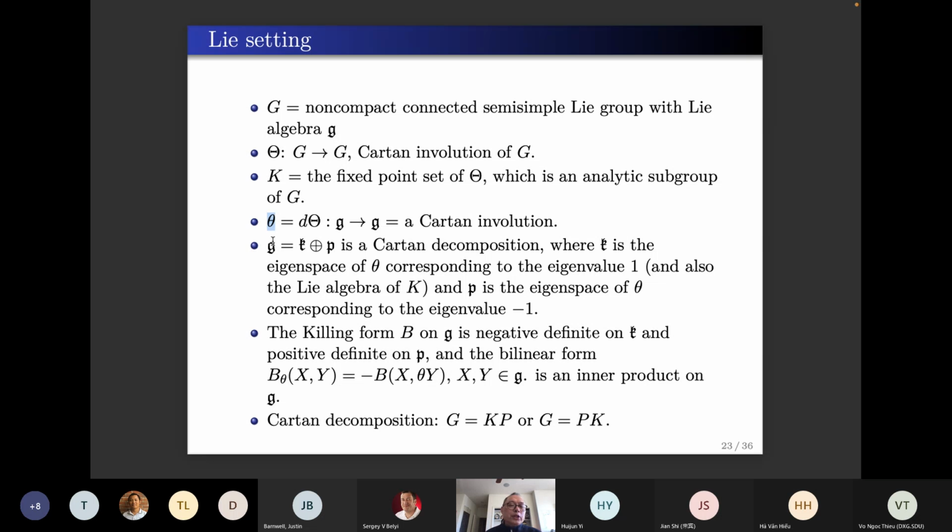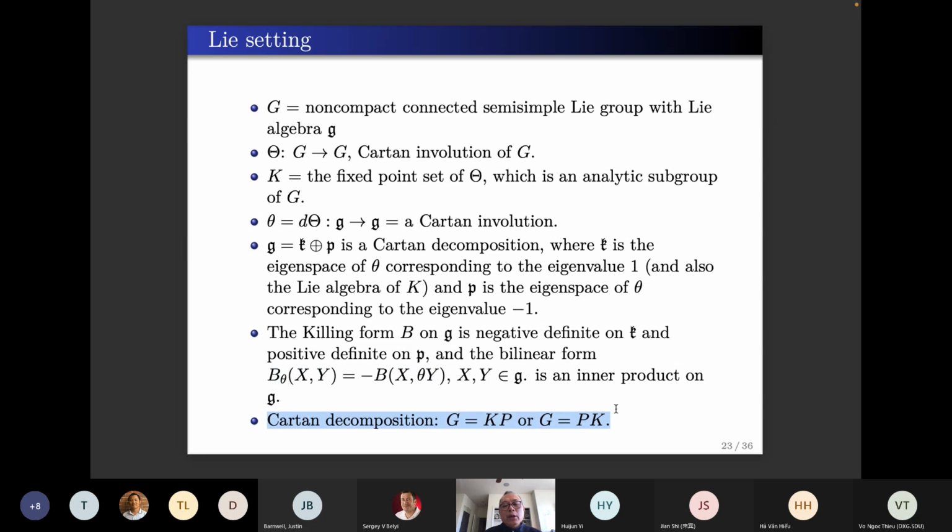Then associated with this theta, you have the Cartan decomposition on the algebra level, so that you have the German k and German p, and this is a direct sum. Associated with the Lie algebra, you have the Killing form B, and the Killing form B is negative definite on the German k and positive definite on the German p. Then you can turn the Killing form into an inner product through this trick. And then we have the so-called Cartan decomposition.